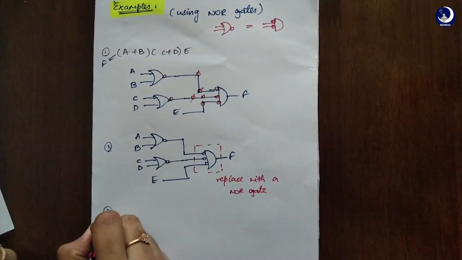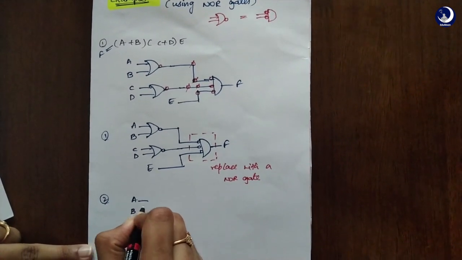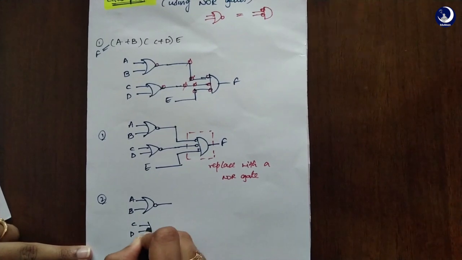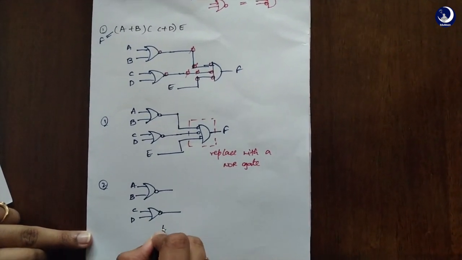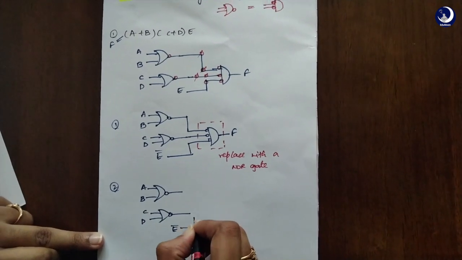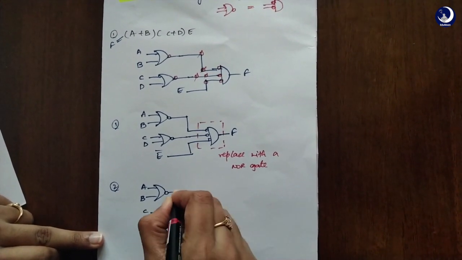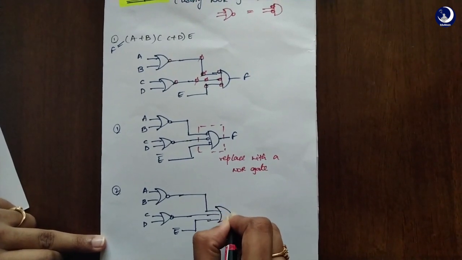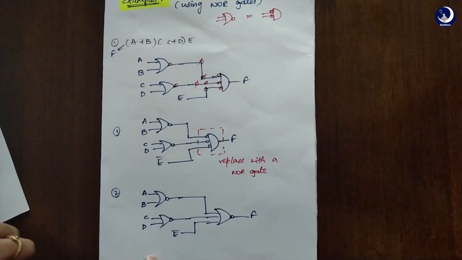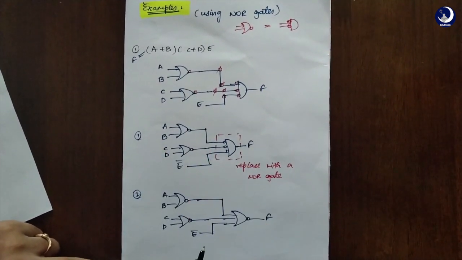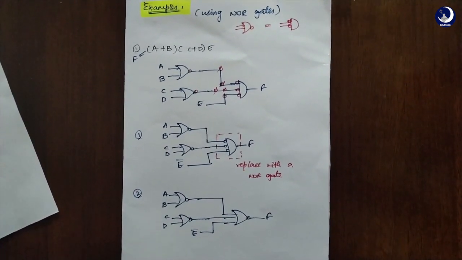So now your equation looks something like A, B. This is a NOR again. This is E bar. This is E bar. This looks like a NOR again. See, now your final circuit diagram only has NOR gates. At first we had OR and AND, but in the end you have only NOR gates. So this is how we do it.